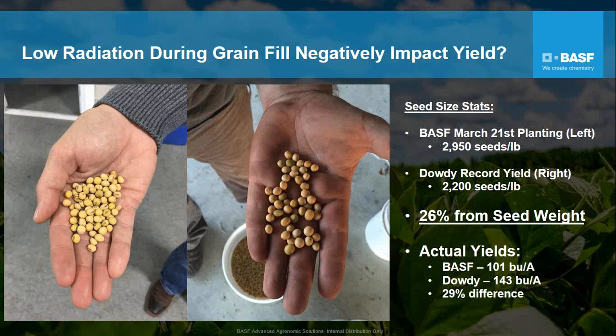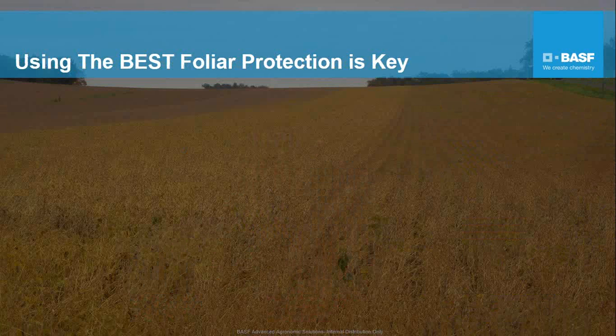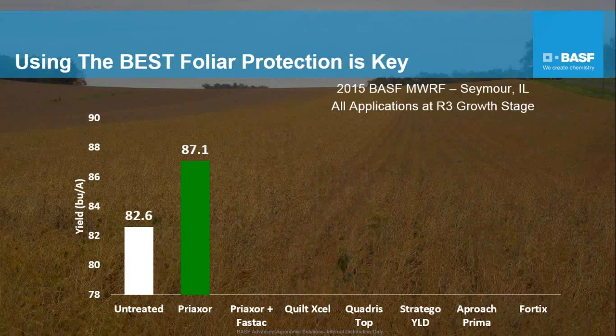And if you looked at our actual yields, we were at about 101 bushel. He was at about 143 across 70 acres in his contest field. That was a 29% difference in yield. A lot of that was driven by seed weight. So we've got to think about ways to try to protect seed weight as best we can. And again, it goes back to that Preaxor, that fungicide, helping us to do that.